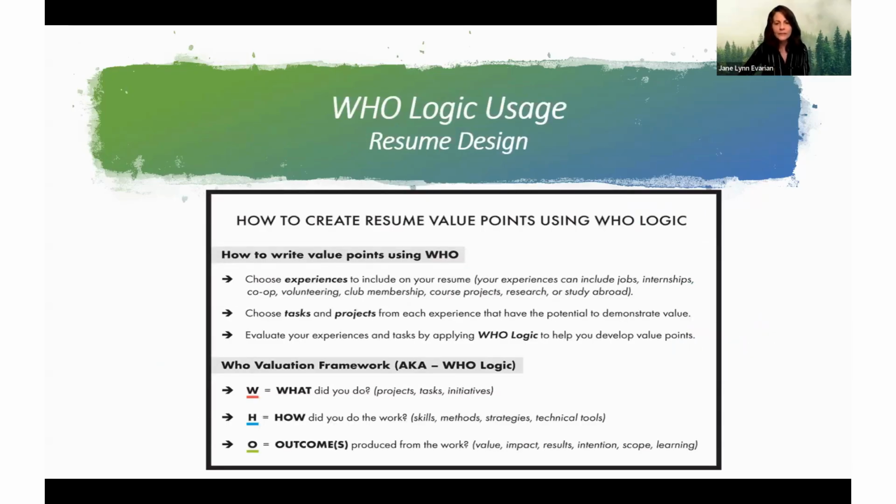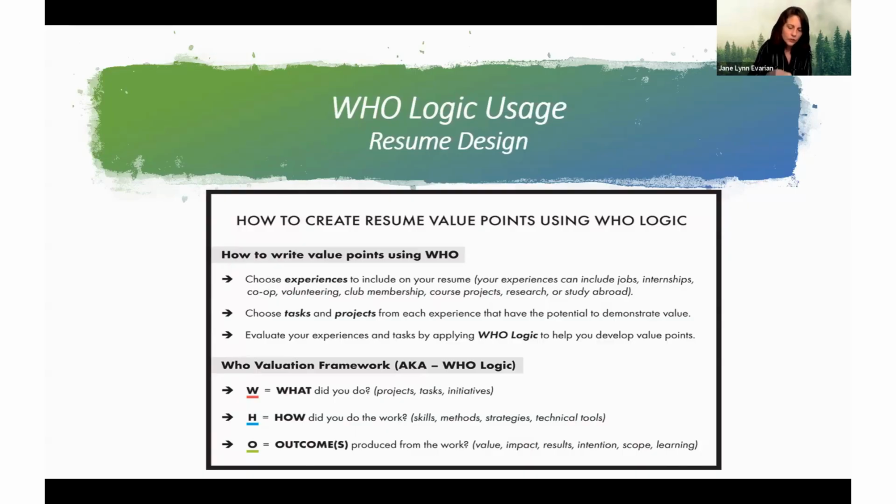So how do you do this? How do you create resume value points? Yep, that's what we call them. We don't call them bullet points, we call them value points using WhoLogic. Well, first, you choose experiences to write about. You can write about all kinds of things. You can write about jobs that you've had for pay. You can write about internships, co-op, volunteering, club membership, course projects, research, or study abroad. And there are some other things you can choose to include in your experiences section as well.